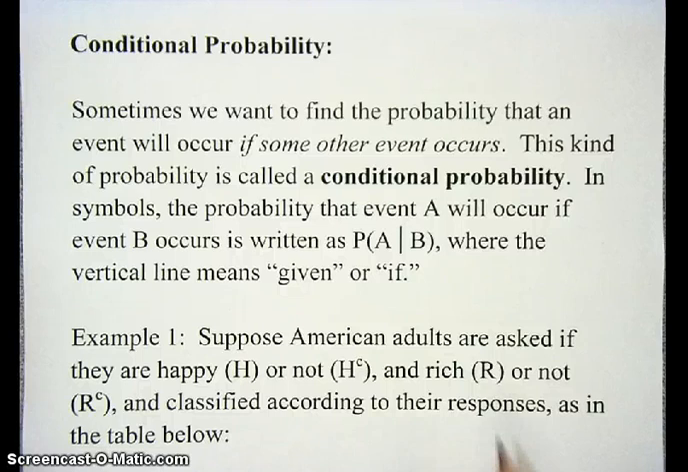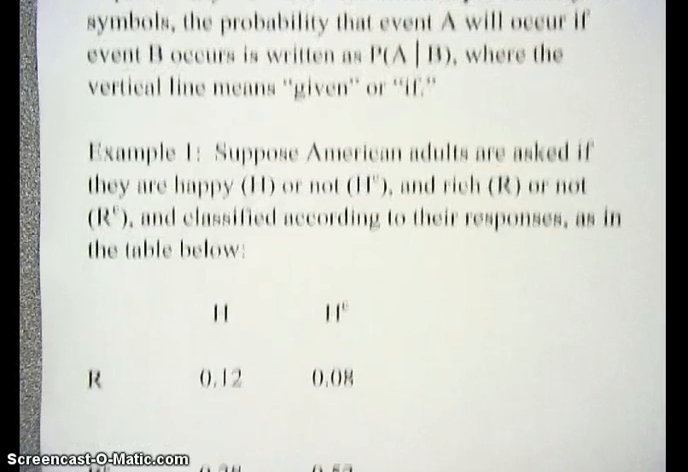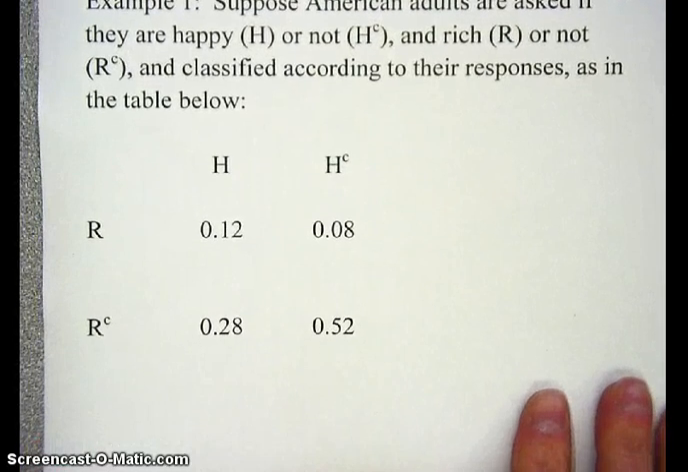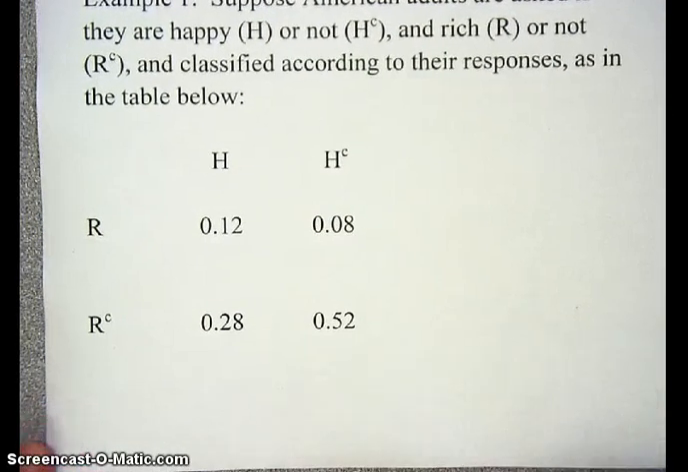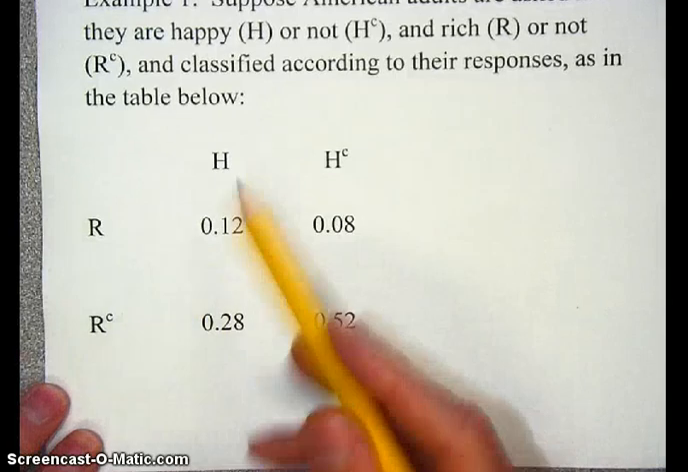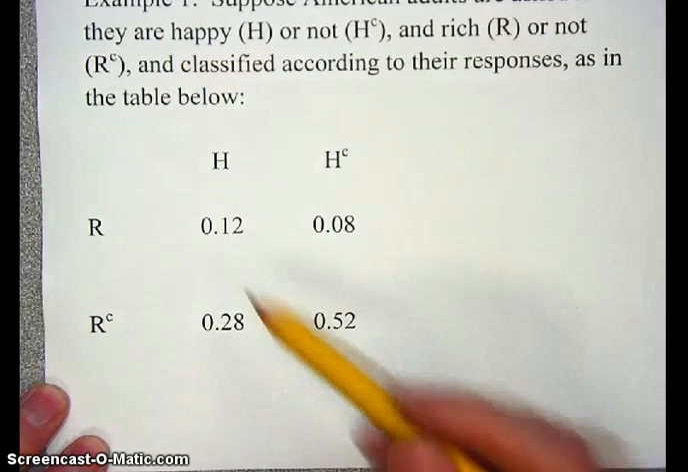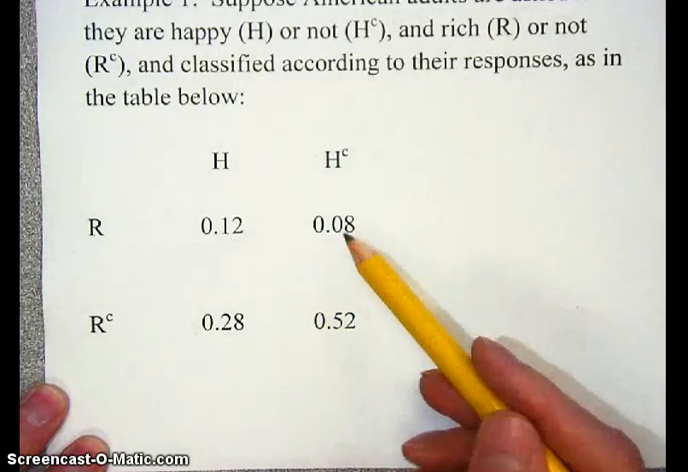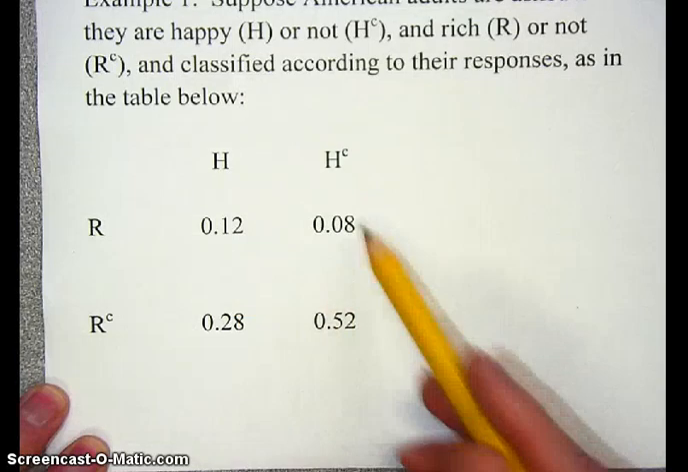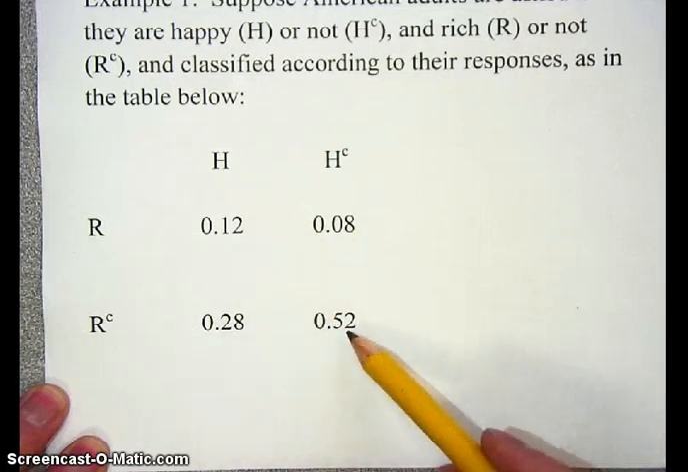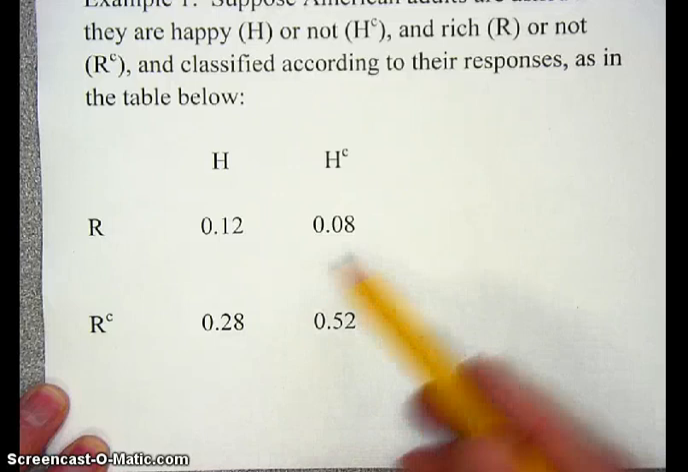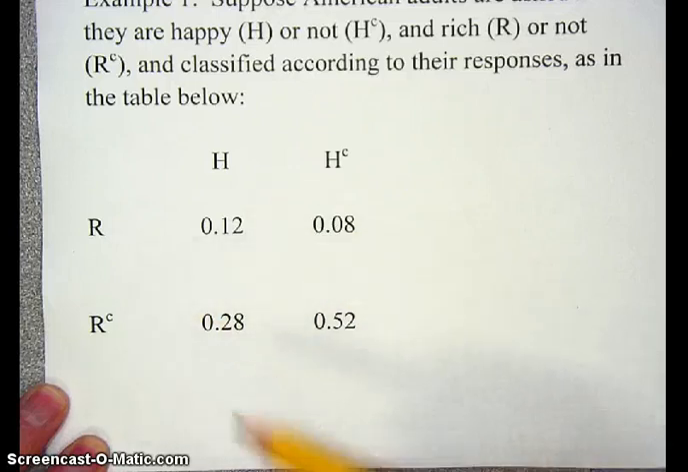Suppose we asked American adults if they're happy or not, and rich or not, and classified their responses in a table like this. Each of these is a proportion that represents a particular combination of categories. If you look at these proportions, we've got 0.12 plus 0.08, that makes 0.2, 0.28 plus 0.52 makes 0.8, 0.2 plus 0.8 makes 1. So these four proportions add up to 1.